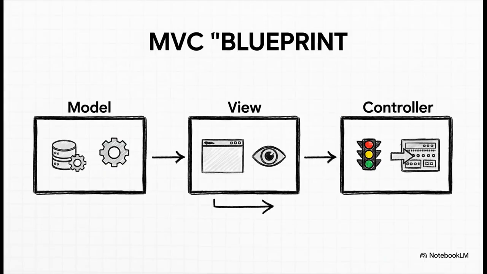When you boil it all down, the takeaway is simple. MVC is a blueprint for organization. It gives you a specific place for your data, a specific place for your design, and a specific place for handling what the user does. That kind of clarity is what makes really complex applications manageable.